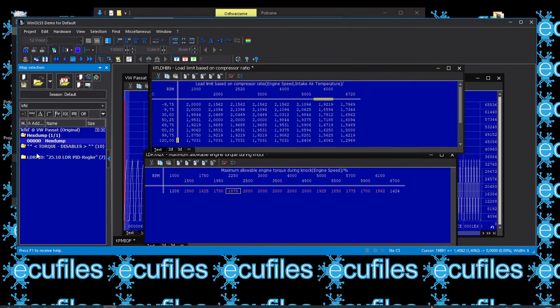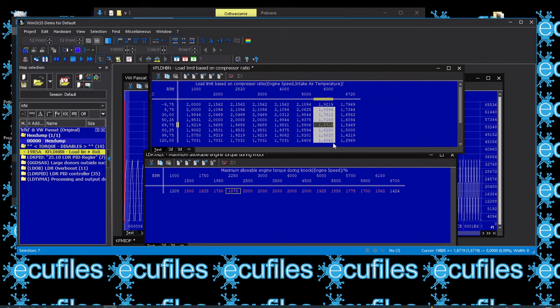KFLDHBN map is the last one to modify connected with turbo pressure. We need to raise it according to our new assumed boost pressure.